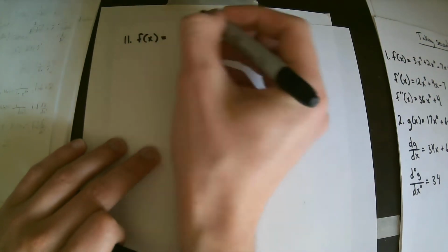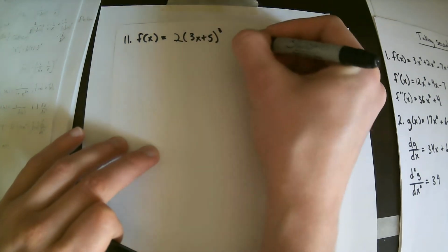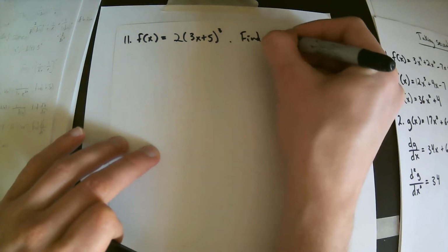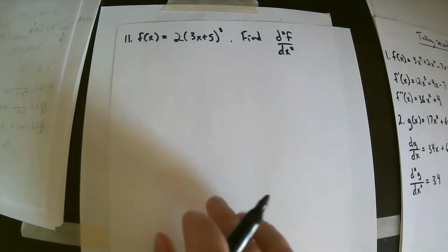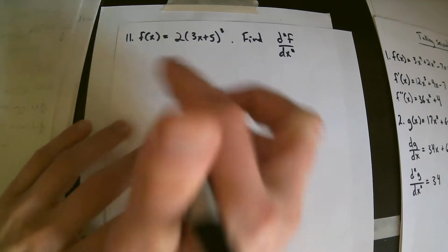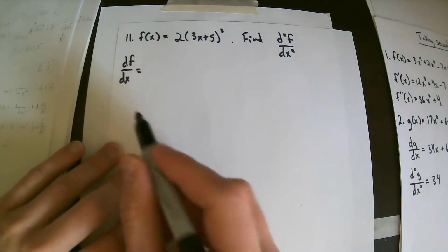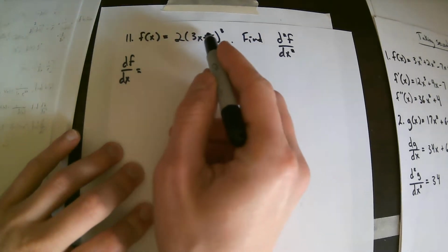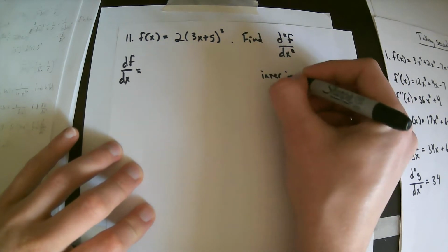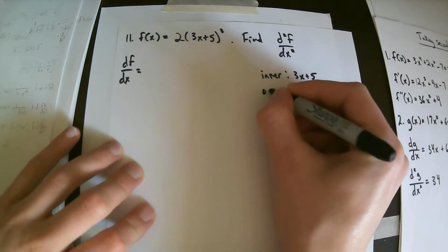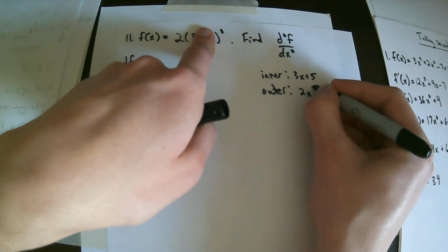Let's say f of x is 2 times some polynomial, 3x plus 5, all cubed, and let's find the second derivative of f with respect to x. The first derivative is going to be the derivative of the outer function with respect to the inner. The inner function is that 3x plus 5, and the outer, if you replace that inner with just an x, is 2x cubed.